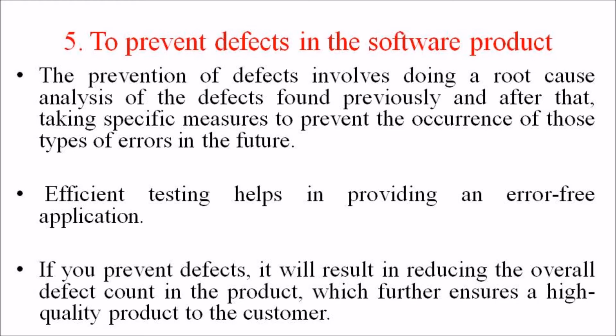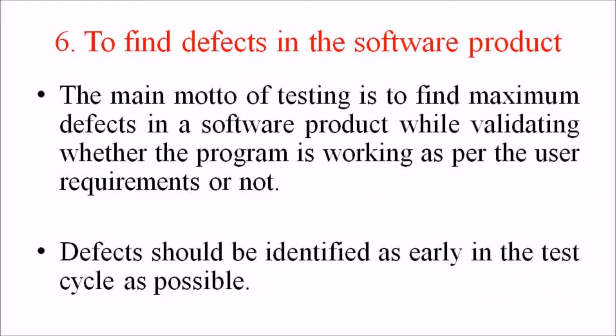So another essential objective of software testing is to identify all the defects in the product. The main motto of testing is to find a maximum number of defects in a software product while validating whether the program is working as per user requirements or not. Defects should be identified as early in the test cycle as possible.